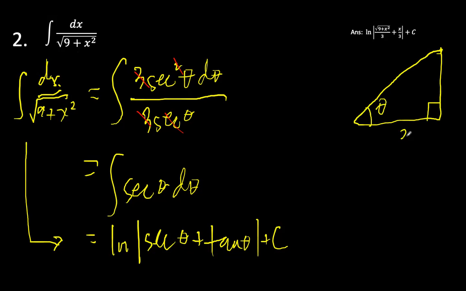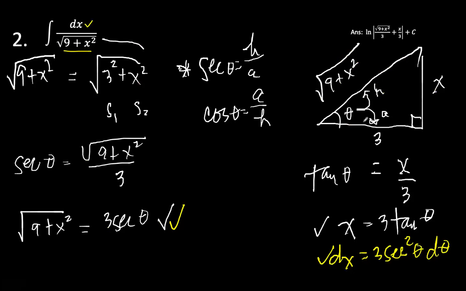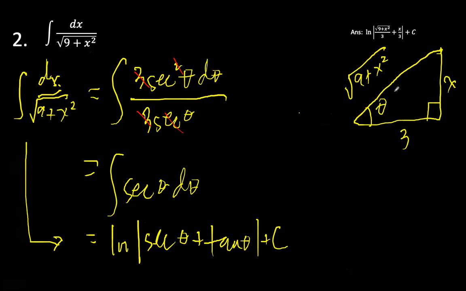So we know that this is 3, this is x, and this is our square root of 9 plus x squared. Let's check that we have the same right triangle, same sides: x, 3, and the square root of 9 plus x squared. So for secant theta, secant is hypotenuse over 3, so that's the square root of 9 plus x squared over 3. And for tangent theta, that's opposite over adjacent, that's x over 3.